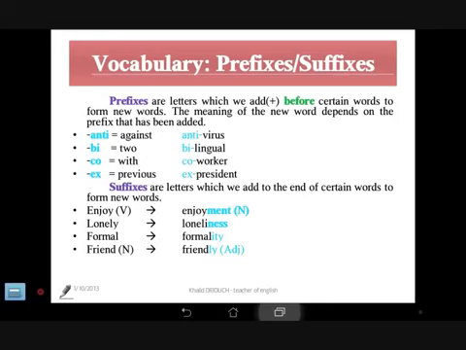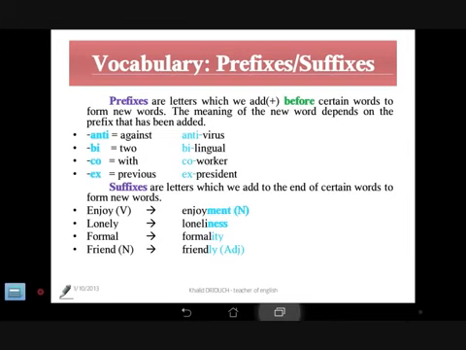prefixes and suffixes. Prefixes are letters which we add before certain words to form new words. The meaning of the new word depends on the prefix that has been added. Examples: anti means against, antivirus. Bi means two. A bilingual student is a student who speaks two languages.